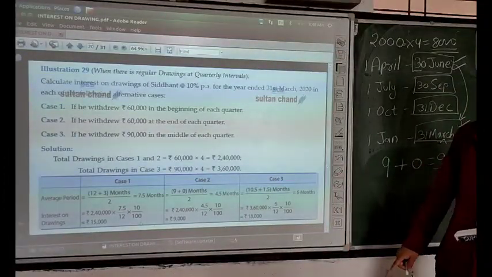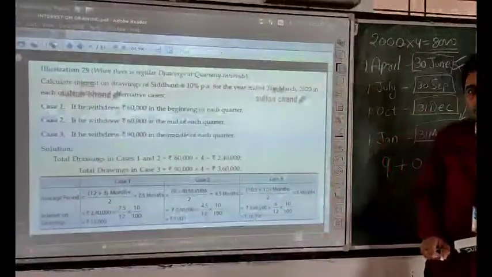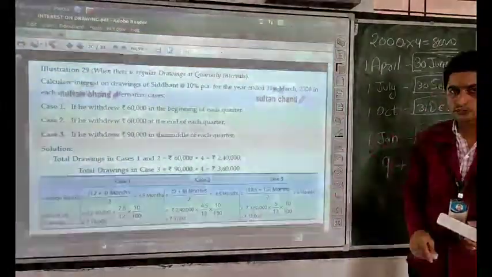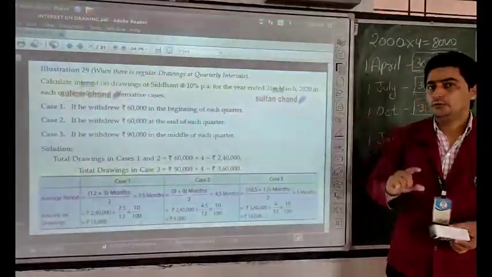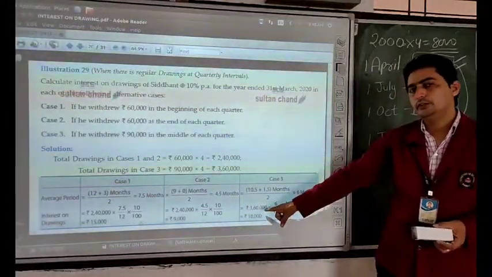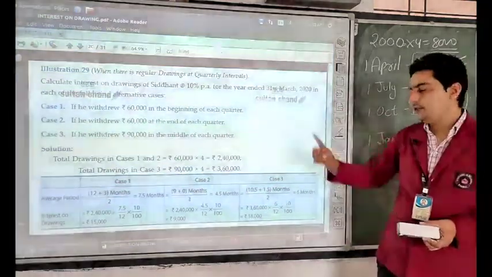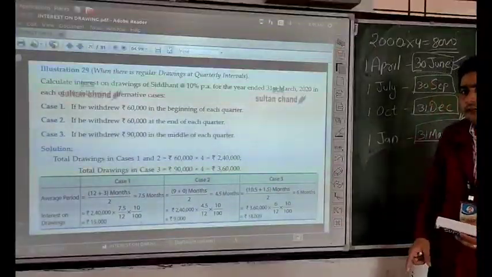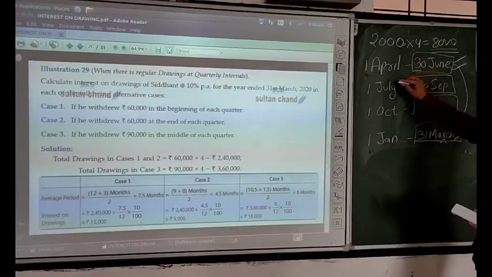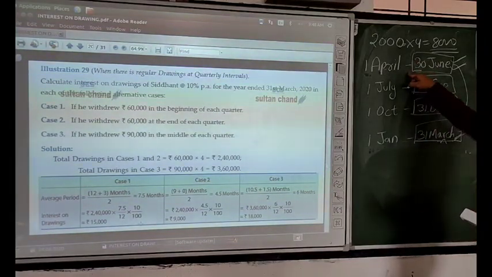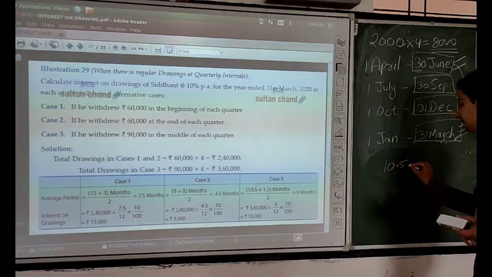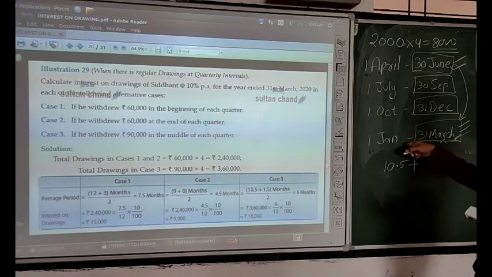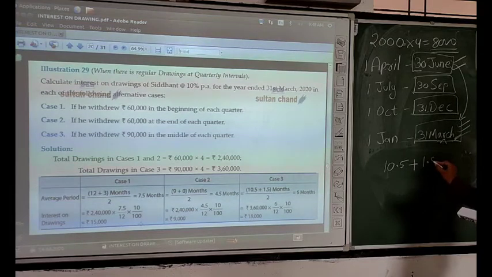9,000 rupees. Third case, 90,000 drawing is there for each quarter in the middle of each quarter. 90,000 into 4 because 4 quarters are there. 3,60,000 will be the total drawing. Percentage will be same 10%. How will you calculate average period of time? First drawing will be made on 15th of May. After 15th May, how many months will be remaining? 10.5. It means 10.5 plus last drawing will be made on 15th of February.